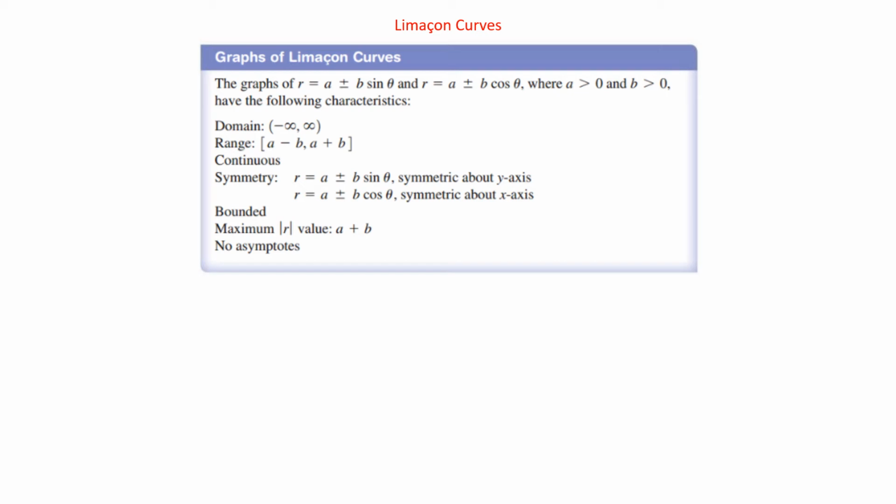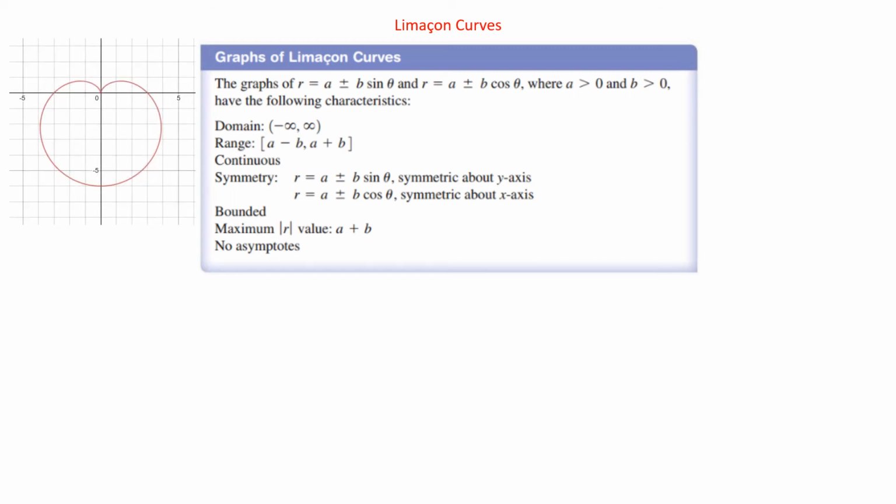The symmetry: if it's sine, it's symmetric about the y-axis. If it's cosine, it's symmetric about the x-axis. It's again bounded because the range is set. The maximum r value is a plus b, and there are no asymptotes. So this could look like this one. This one's symmetric about the y-axis because it has that horizontal symmetry. So that's a sine. So we'd have r equals something plus or minus a number times sine of theta.